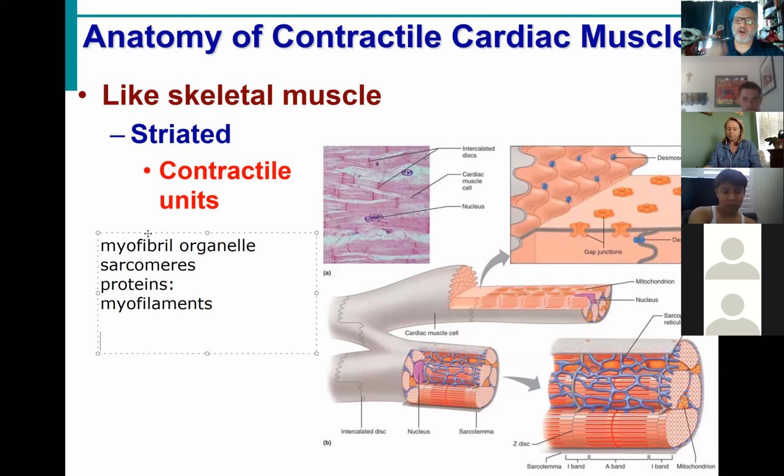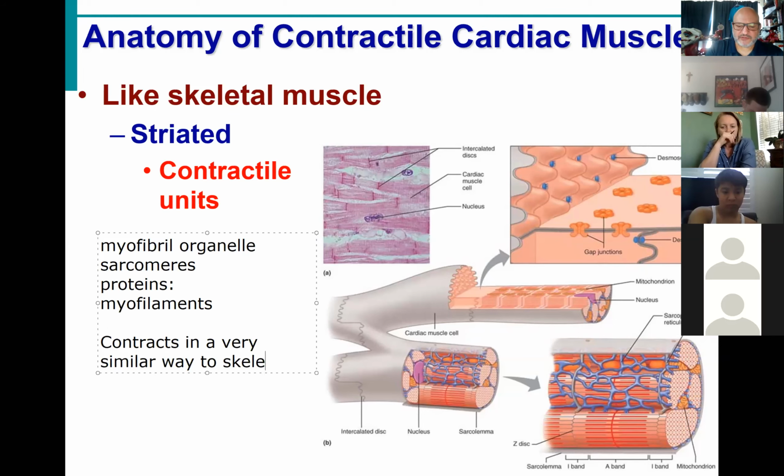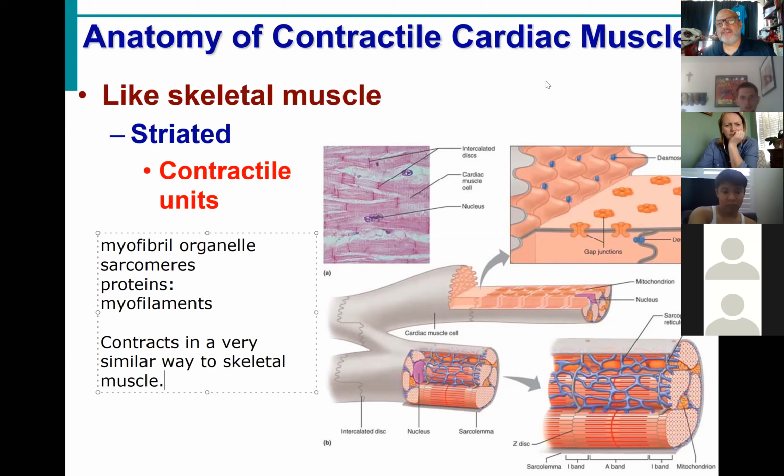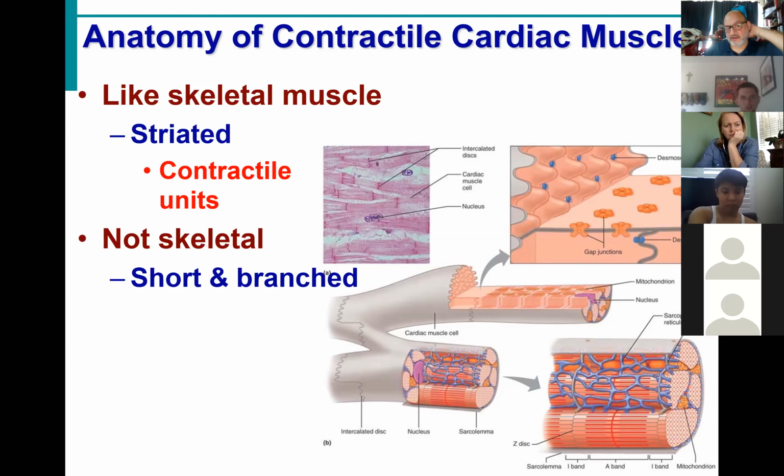And the good news is our cardiac muscle has these as well. So our contractile cardiac muscle contracts in a very similar way to skeletal muscle, which is a good thing because we learned how skeletal muscle contracts, so we're going to understand how cardiac muscle contracts. Of course, what's the key word in that sentence? Very similar, not exactly. Similar means not exactly. There are going to be some subtle differences. Absolutely. But in general, it's going to work in a very similar fashion. Not identical, and we will see some of those differences, and we will talk about that.